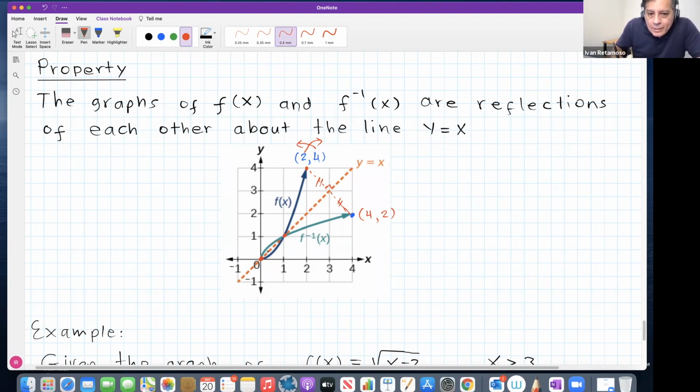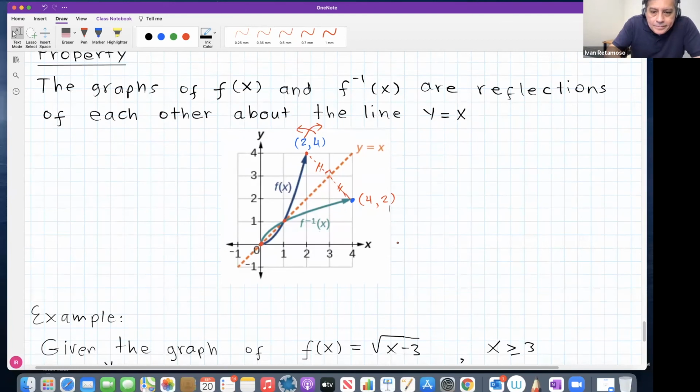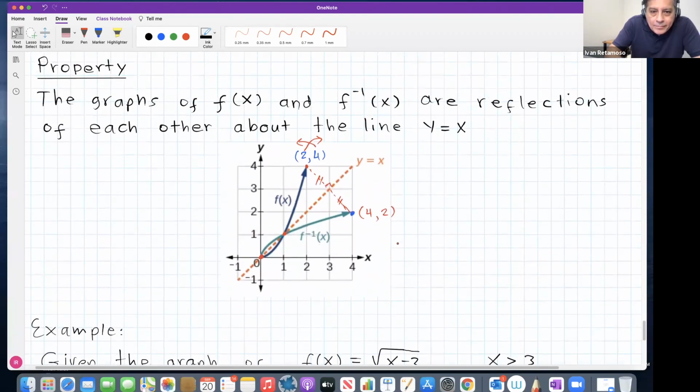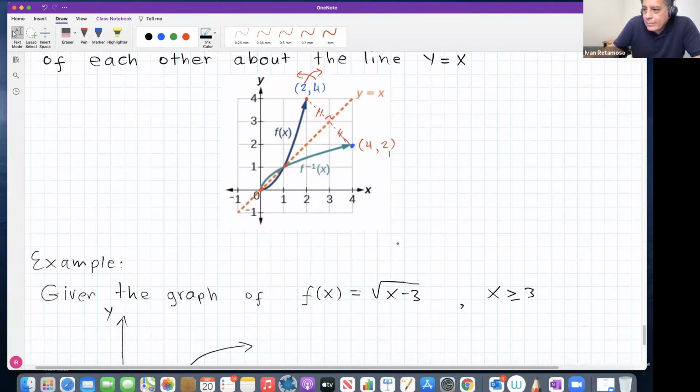Now notice this point and this point stayed in the same position because this is (0, 0). When you switch (0, 0), it's still (0, 0). This is (1, 1). When you switch (1, 1), it's still (1, 1). But for the other points, when you switch the coordinates, you end up somewhere else. Very good. All right, so now I want you to use this property, and we're going to go over this example, and then we can take the break.